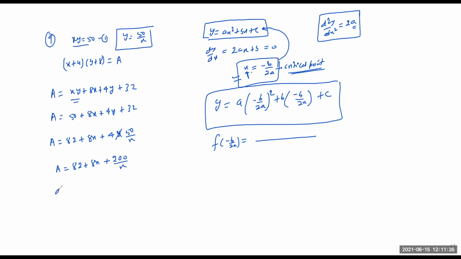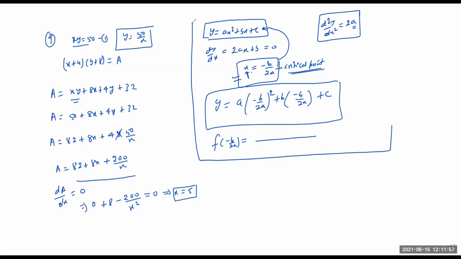Now I believe that you know differentiation. So if you differentiate, what will you get? 8 minus 200 upon x square. Yes, sir. And if you solve this, you will get x equals 5. Of course, minus will be ignored because we can't take negative values. And the other part is easy, I think. So I hope you can get the other part.